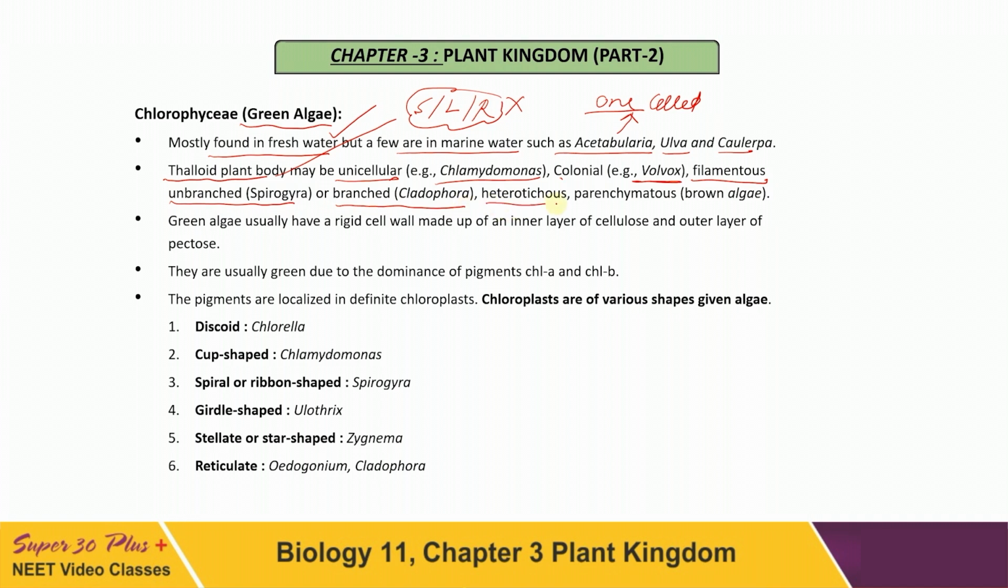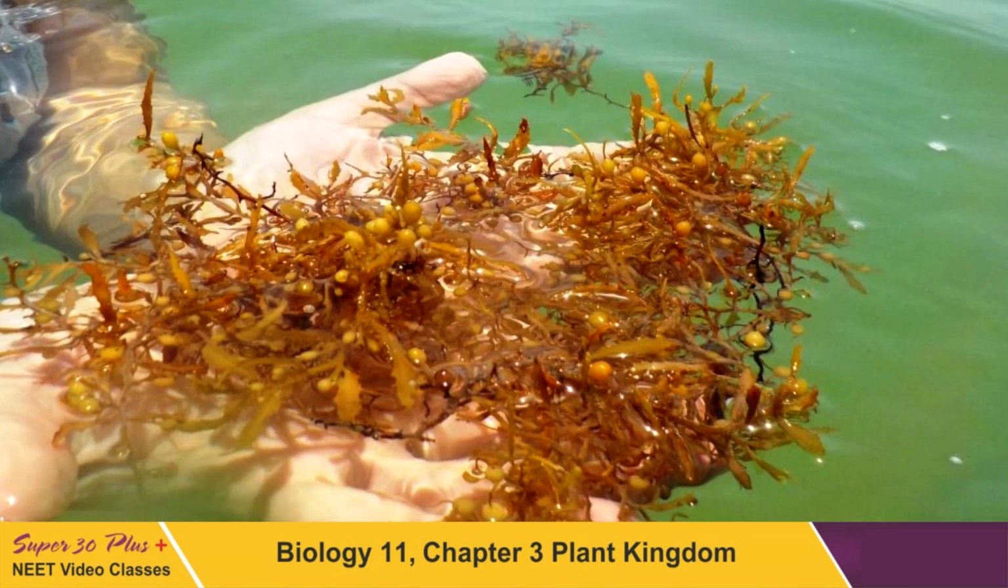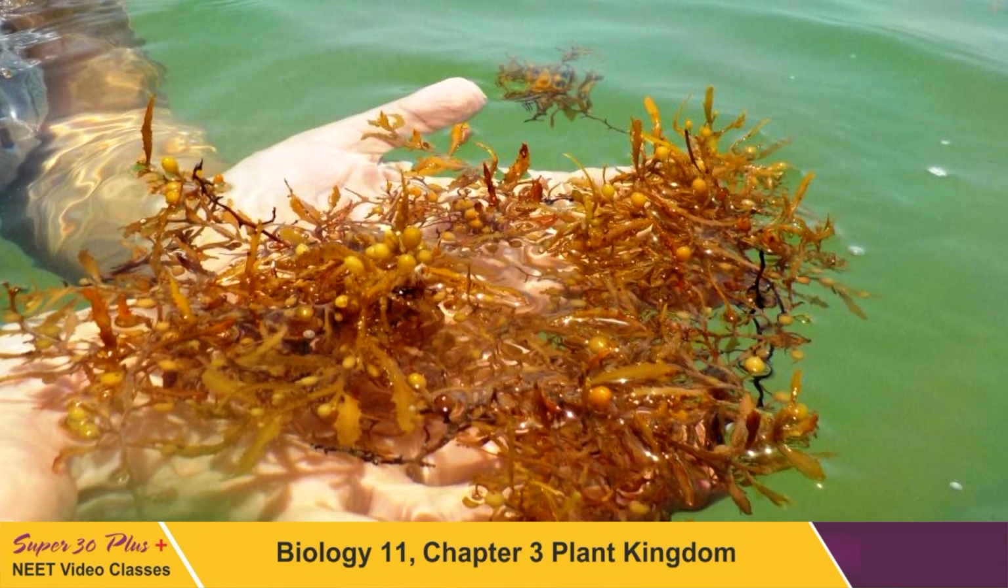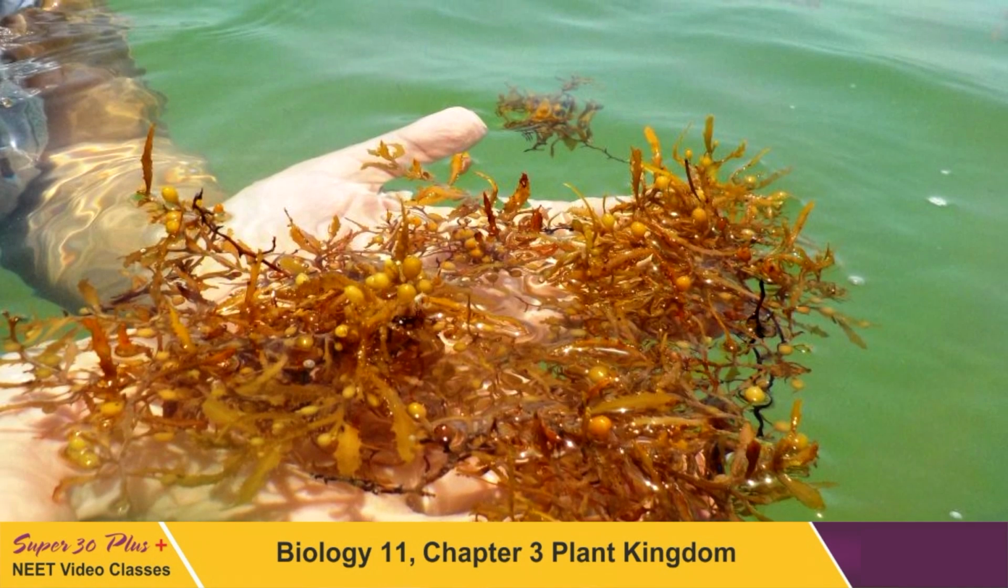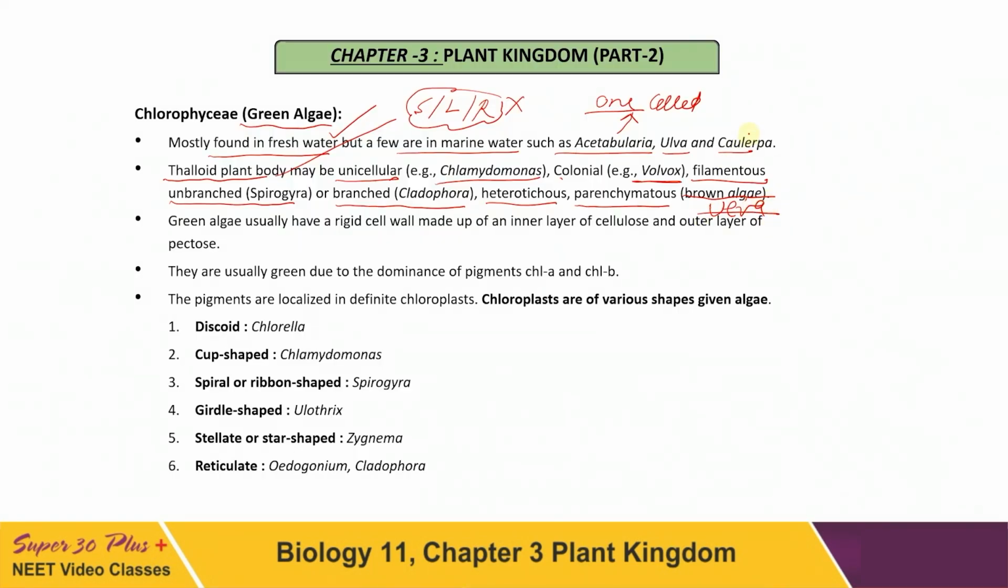It may be filamentous, unbranched, like Spirogyra, or the branched one, that is Cladophora. It may be heterotrichous, or it may have a parenchymatous form, as found in case of Ulva, or as in case of Chara. Another very important point is that the green algae usually have a rigid cell wall. The inner layer of the cell wall is made up of cellulose, and the cellulose layer is surrounded by an outer layer of pectose.